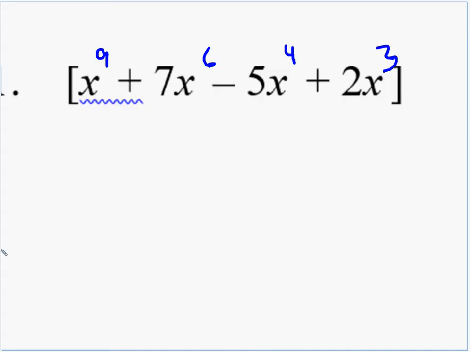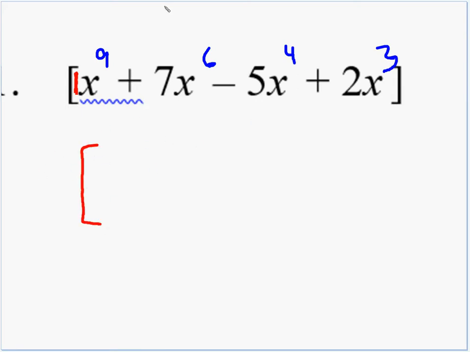Let's get started here. This is number 1 on worksheet A, x to the 9th, 7x to the 6th, minus 5x to the 4th, plus 2x cubed. And the direction just says factor out the lowest power of x. So my coefficients, remember there's an implied 1 here. If I look at all the coefficients, I see prime numbers. No numbers are going to factor out. So this first one is going to be a nice easy one.